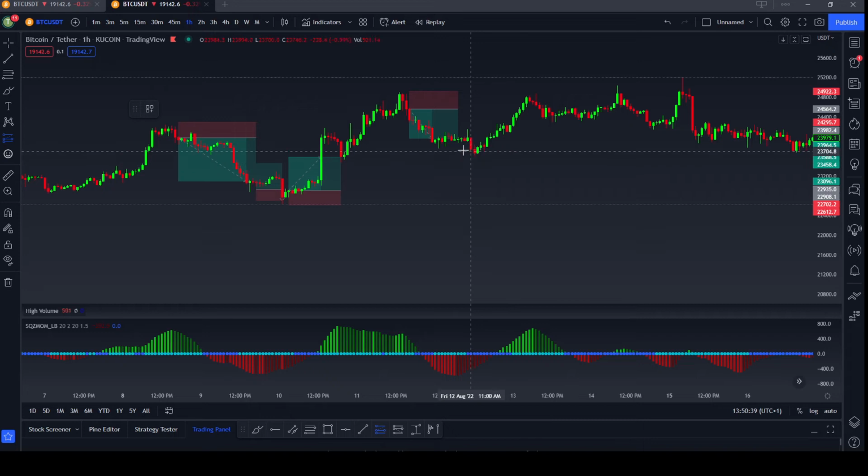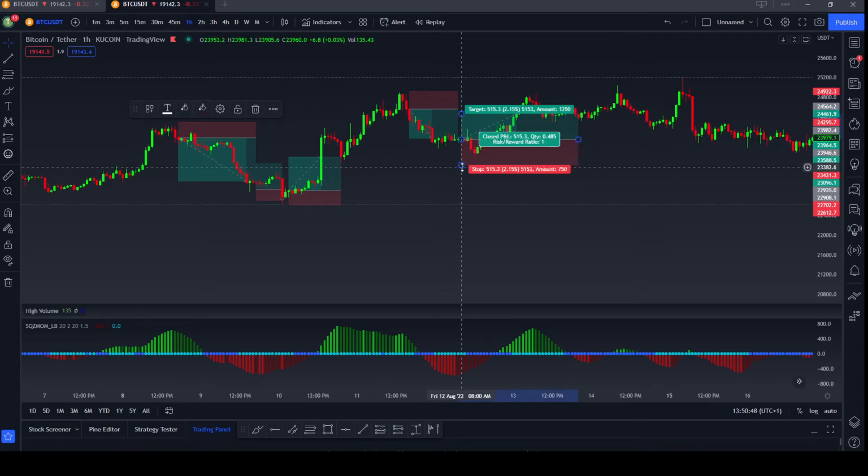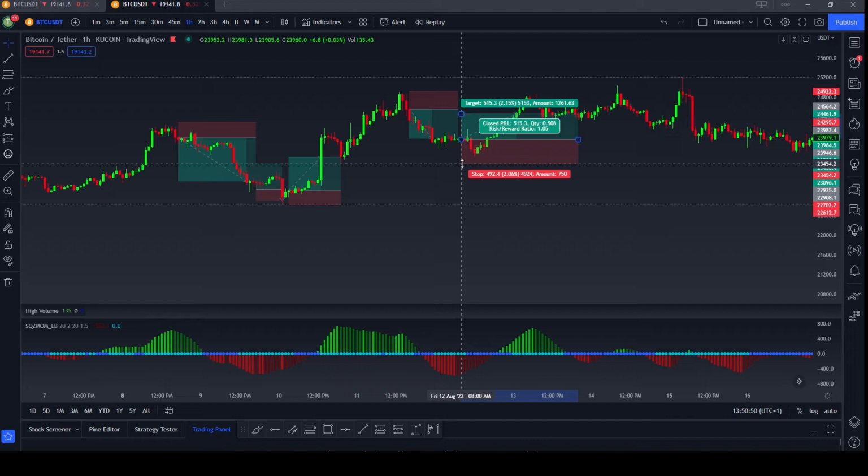Where do we go? Second one in. This would have been our entry, and we are looking for a long. Where would we put our stop? Oftentimes, people will use 2% of their portfolio. That would have given you a good move.